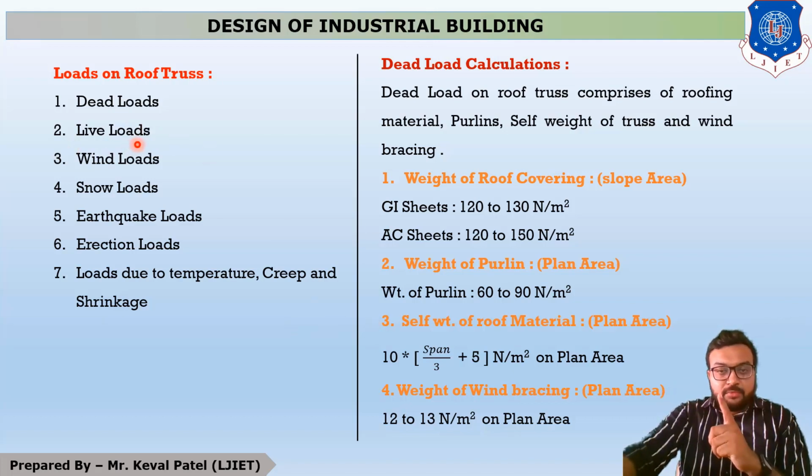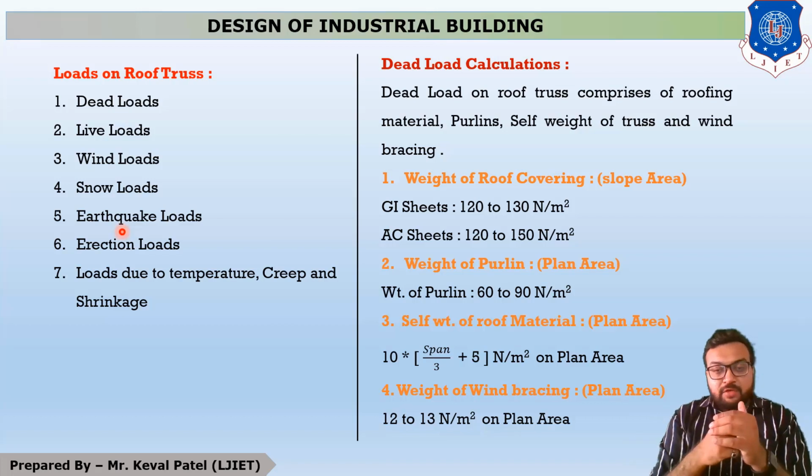Second is live load. Live load is calculated as per IS 875 part 2. Third is wind load, and wind load is calculated as per IS 875 part 3. Fourth is snow load. It is IS 875 part 4. Fifth is earthquake load, and nowadays earthquake load is calculated as per IS 1893 2016, but in your syllabus the old code, which is IS 1893 2002, is there.